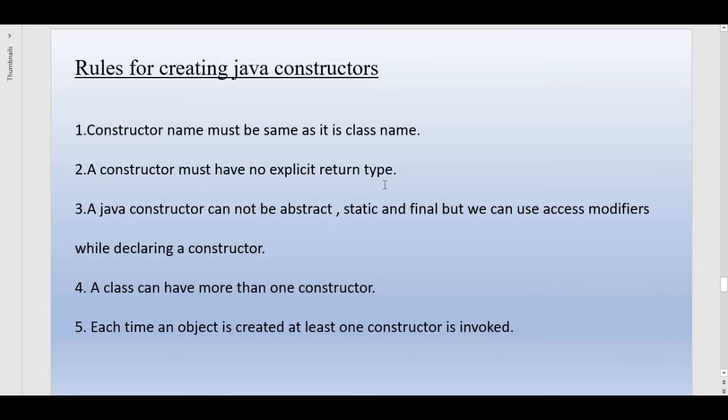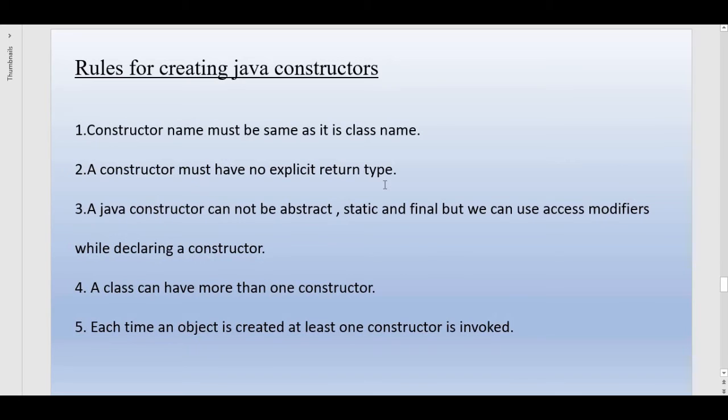A constructor must have no explicit return type. Java constructors have no return type. If we add a return type before the constructor name, then it is called something else: it is a method. The third rule is that a Java constructor cannot be abstract, static, or final. But we can use access modifiers when declaring a constructor. We cannot use keywords like abstract, static, final, but we can use the access modifiers.